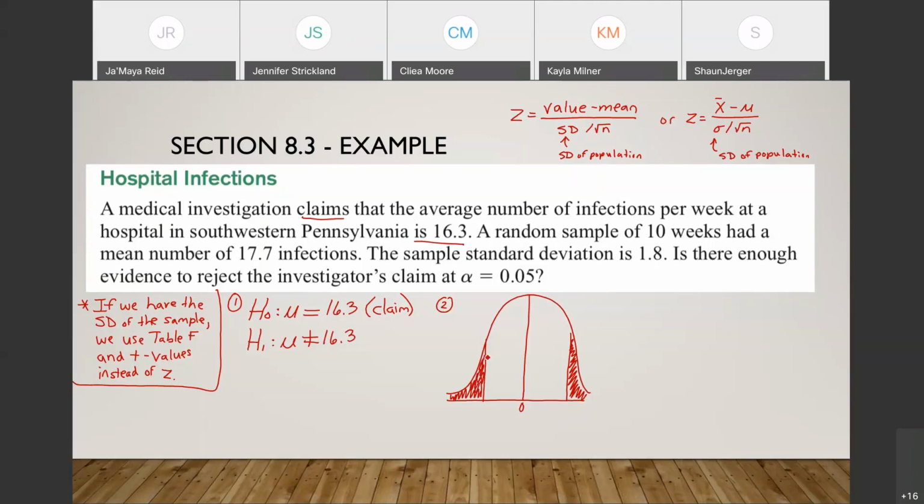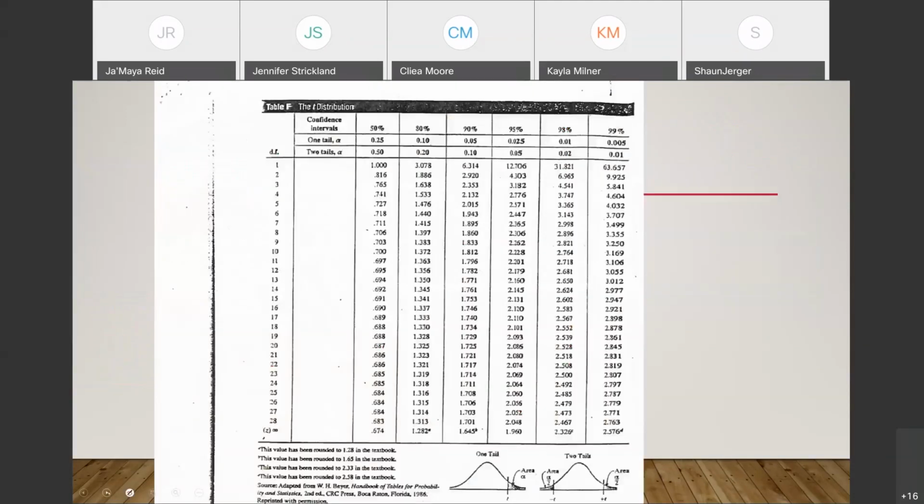Okay, so let's take a look at this table for a second. Across the top, you have a row that says one tail and two tail. We're going to be using those two rows only. We will not use the top row where it says confidence intervals. So either the one tail or the two tail, depending on what your picture looks like. Our picture that we just drew was two tail.